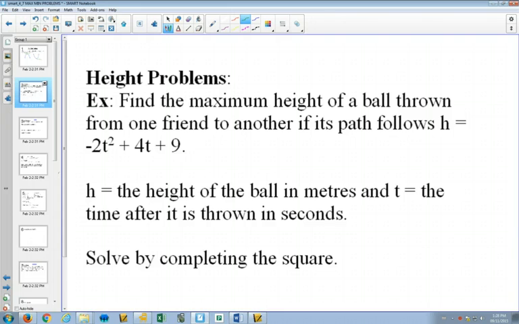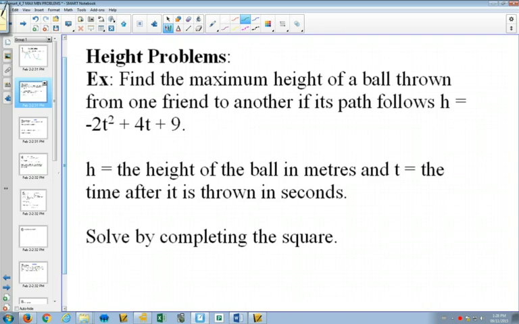Find the maximum height of a ball thrown from one friend to another if its path follows this. H equals negative 2t squared plus 4t plus 9. H is the height of the ball, and t is the time after it's thrown. So we need to find out where the maximum is. Now, if we imagine this is a parabola, the ball is going to go up in the air and then come back down. If we can find that point, then we'll be able to say what the maximum height is and at what time it happens. For all of these, we're going to solve them by completing the square.